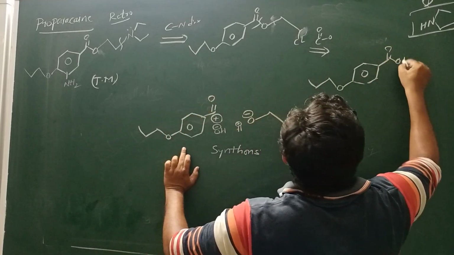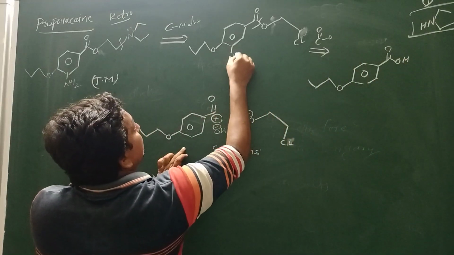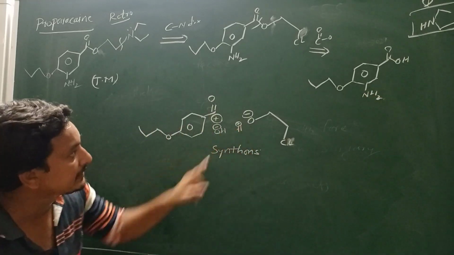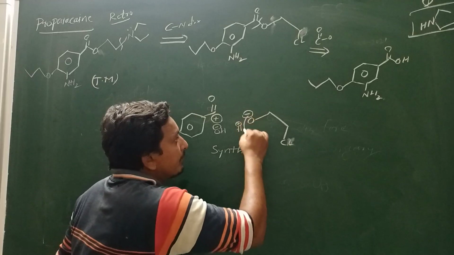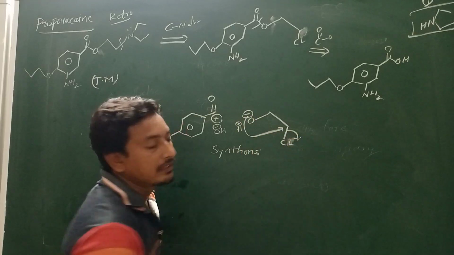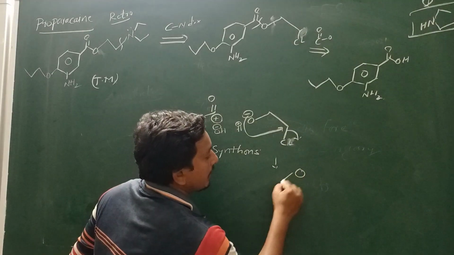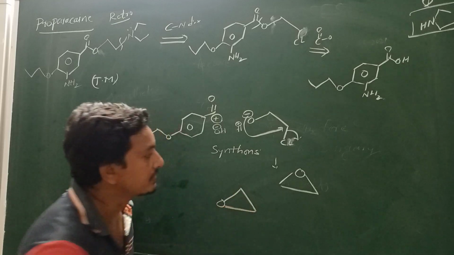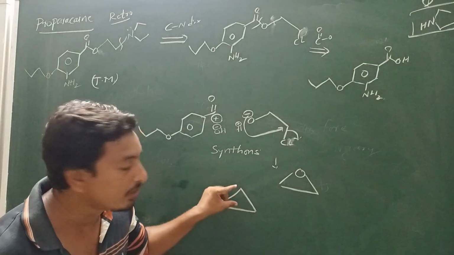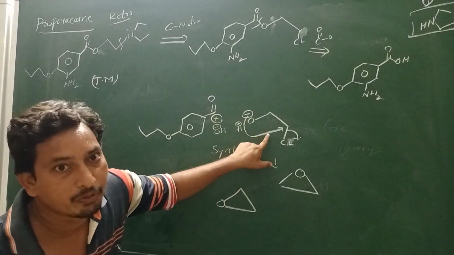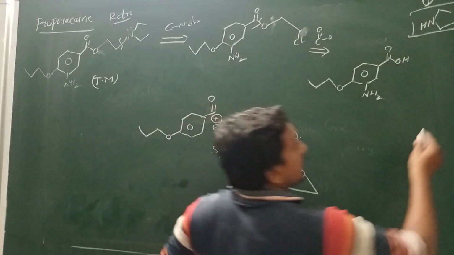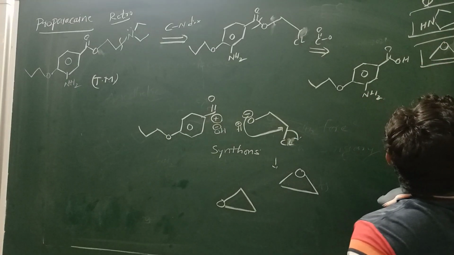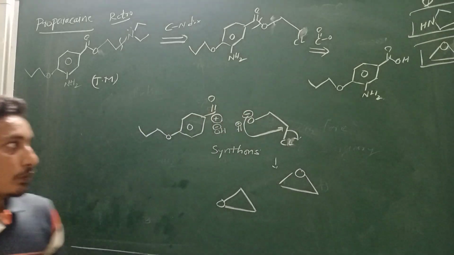The synthetic equivalent of this molecule is C double bond O. Here we forget NH2. Sometimes it is also written as O minus attacks this compound and Cl comes out like this, with formation of an epoxide. This is called an epoxide. The epoxide is the synthetic equivalent of this compound. Sometimes we can write that. And the second molecule is obtained as the epoxide. This is reactant molecule 2.